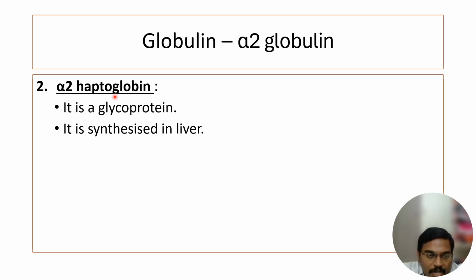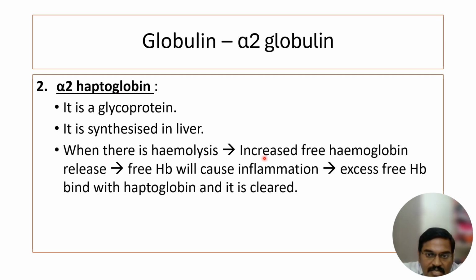Remember, free hemoglobin, not the one which is present within the RBC. The haptoglobin will combine with the free hemoglobin present in the blood, and it will form a complex that will be excreted. So when there is hemolysis, there will be an increase in free hemoglobin level, and this free hemoglobin can cause inflammation. It can damage our tissues. So excess free hemoglobin binds with haptoglobin and it will be cleared.